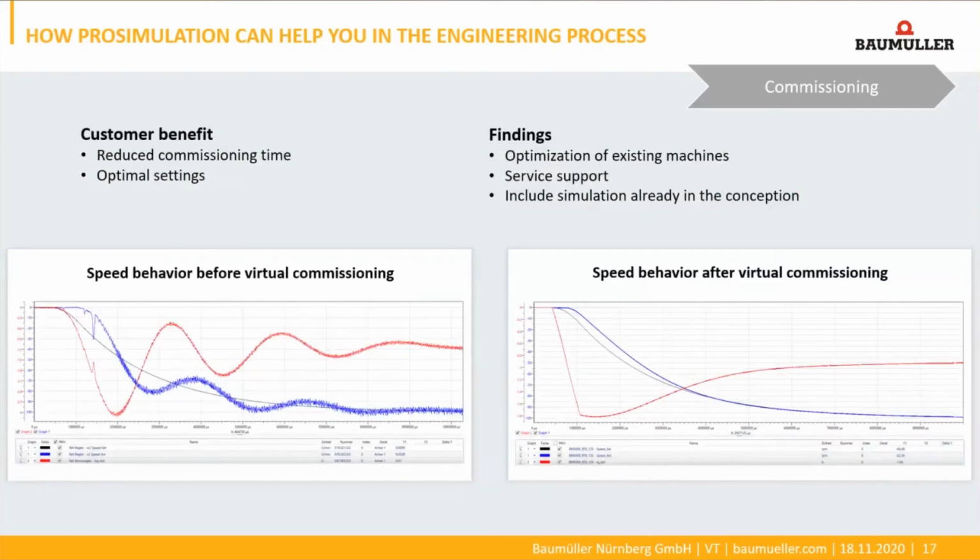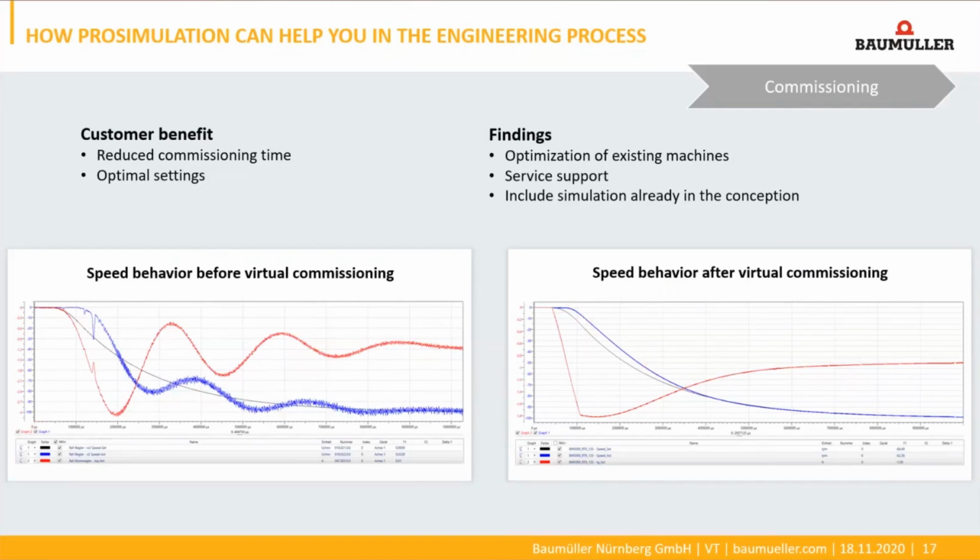The virtual commissioning resulted in the following customer benefits. Reduced commissioning time, as it is possible to quickly find the right settings without damaging something further at our workplace, as well as finding the optimal setting for the process. Therefore, you can see in the left picture the speed behavior before virtual commissioning. We have an oscillation in the current and in the speed value. And after we adjust the right settings in the virtual commissioning, you can see the speed behavior in the right picture. We have a smooth graph without any oscillation.